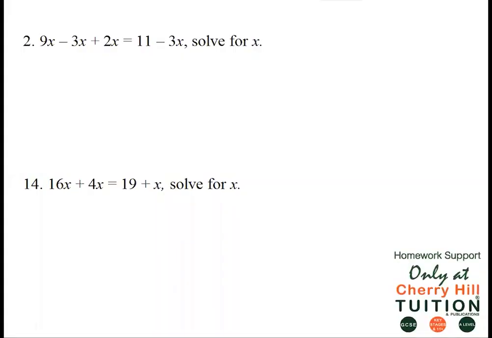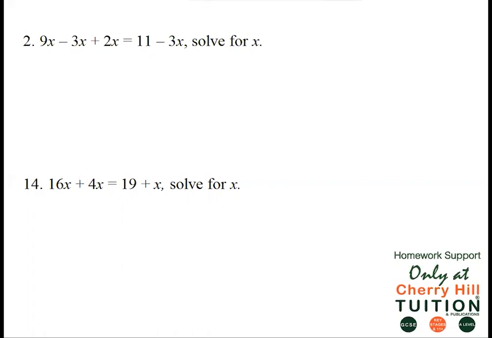Okay, so question 2, we have 9x minus 3x plus 2x is equal to 11 minus 3x, and we are required to solve for x. In questions like this, the best thing to do is to get all of the like terms on one side of the equation. So in this case, let's work on getting everything that has an x inside of it onto the left-hand side, and everything that doesn't on the right-hand side.